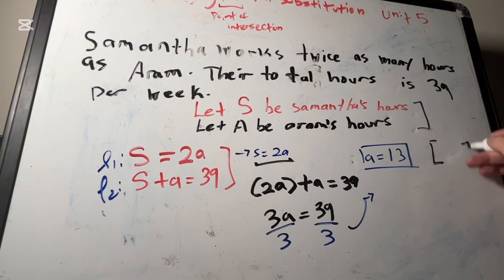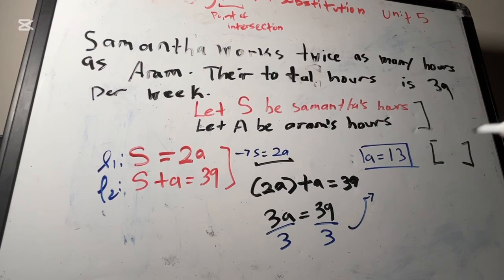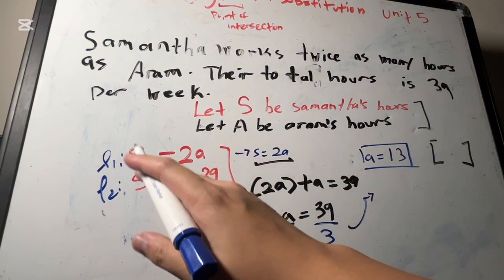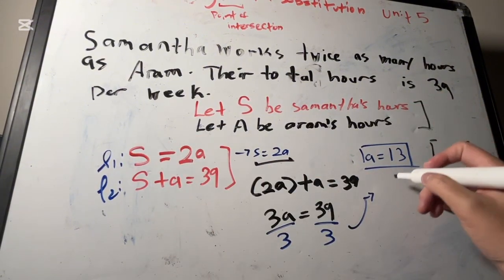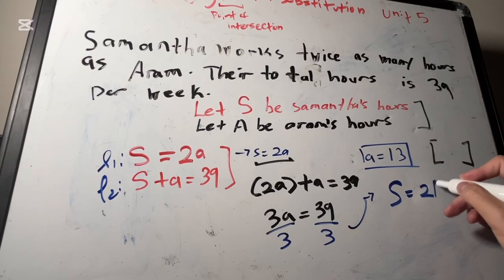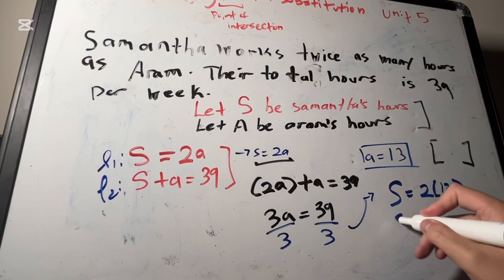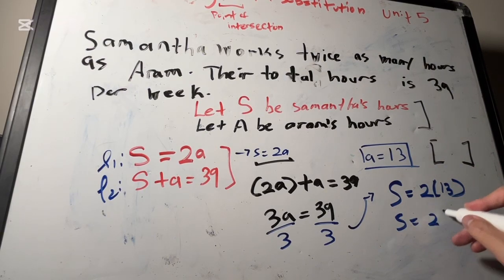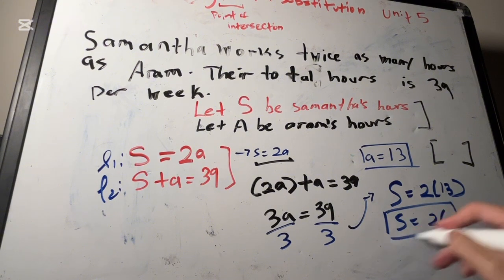So I won't exactly write this here because there's really no need. It doesn't really answer the question. But in order to solve for Samantha's hours, as you can see perfectly here, S equals 2A. S equals 2 times 13, and thus S equals 26. Now you have Samantha's hours.